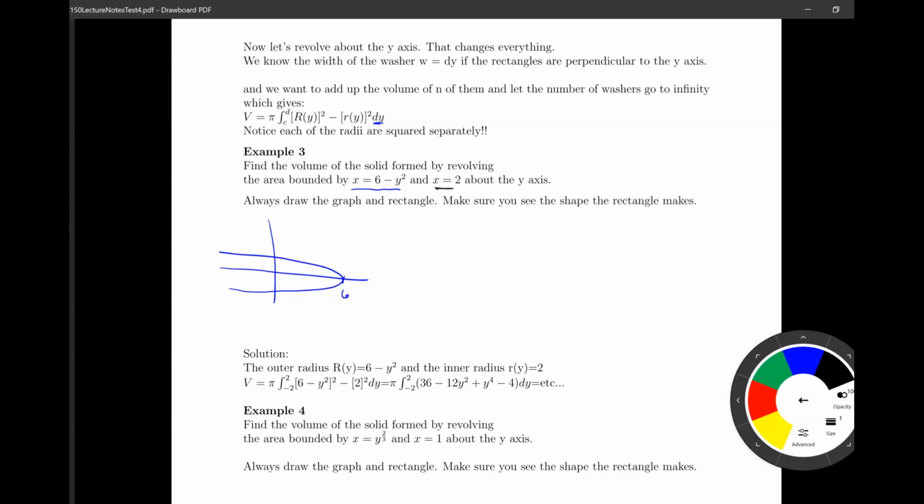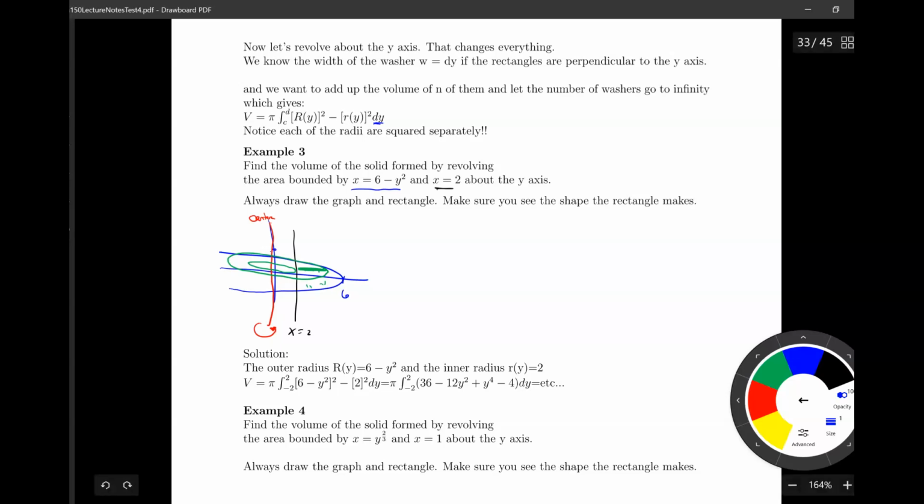X equal 2, and we're revolving it about the y-axis. So this is the y-axis here. So this is center. So that's what we're spinning it around. All right. So let's make sure we know what the area is. There's our area. We're going to be taking this rectangle, drawing it perpendicular to our axis of rotation, seeing the inside radius and the outside radius. All right, so let's make sure we're seeing the outside radius.